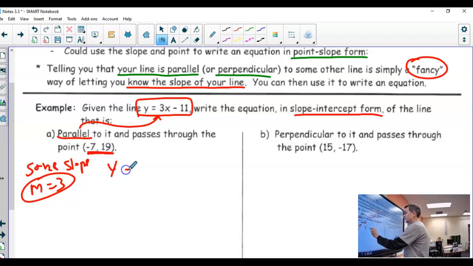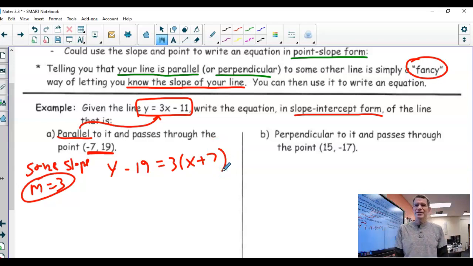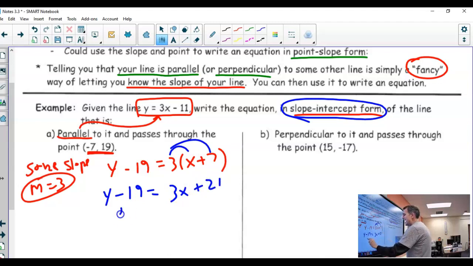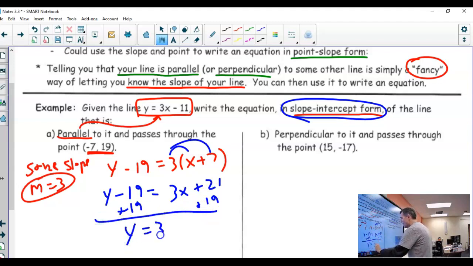And now I know a slope and a point, so I can write the equation. I like to use point-slope form. Y minus 19 equals 3 times x plus 7. That would be the equation in point-slope form, right? And then if I wanted to, or I was asked to, I could change it into slope-intercept form. I could distribute the slope, and I could add 19 to both sides. And I would get y equals 3x plus 40. So that's how you write the equation for a line that's parallel to a given line.